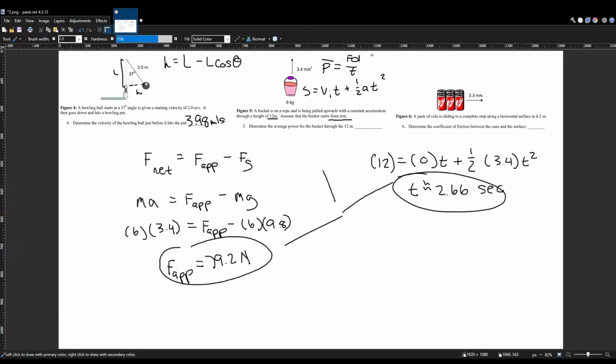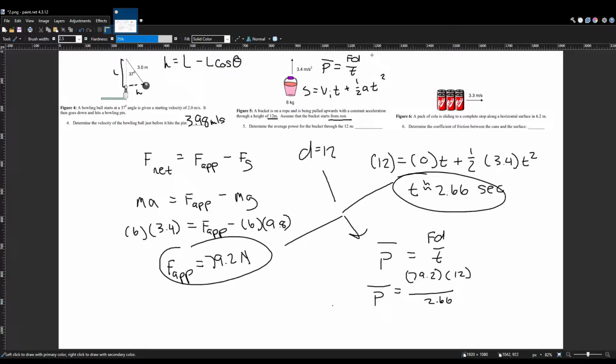Now we can go ahead and find average power with these two things in mind. With the distance equal to 12 meters, we can use the average power formula. Power average is equal to force times distance over time. And so average power is going to be equal to 79.2, distance 12 meters, over time 2.66. And we put this in our calculator: 79.2 times 12 over 2.66.